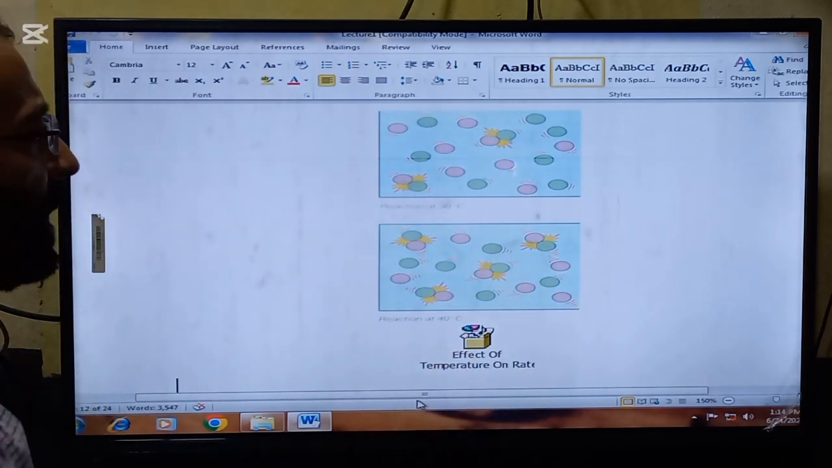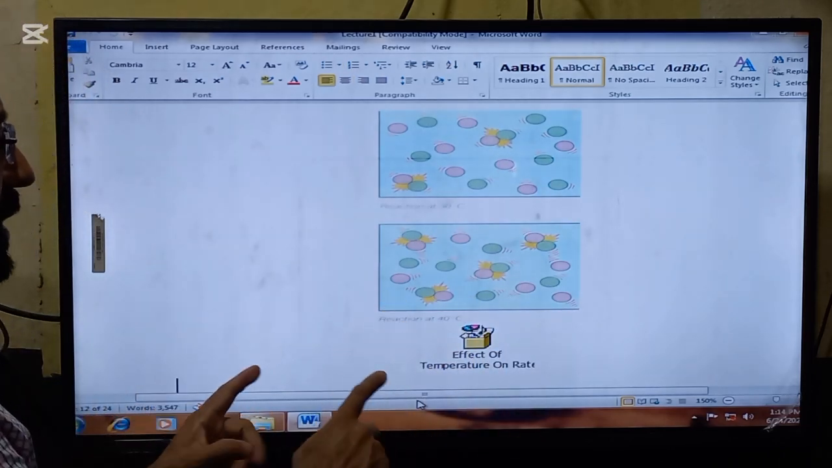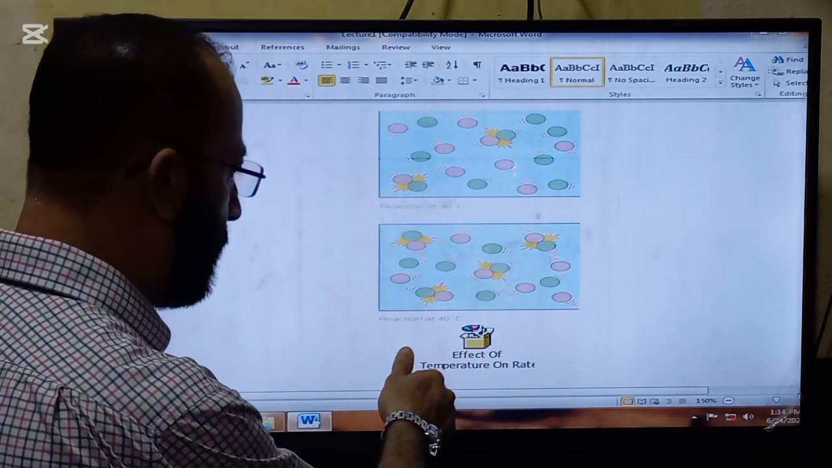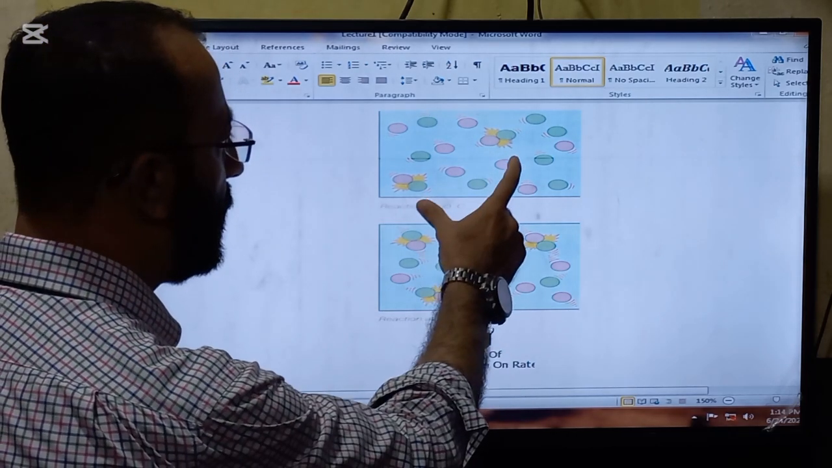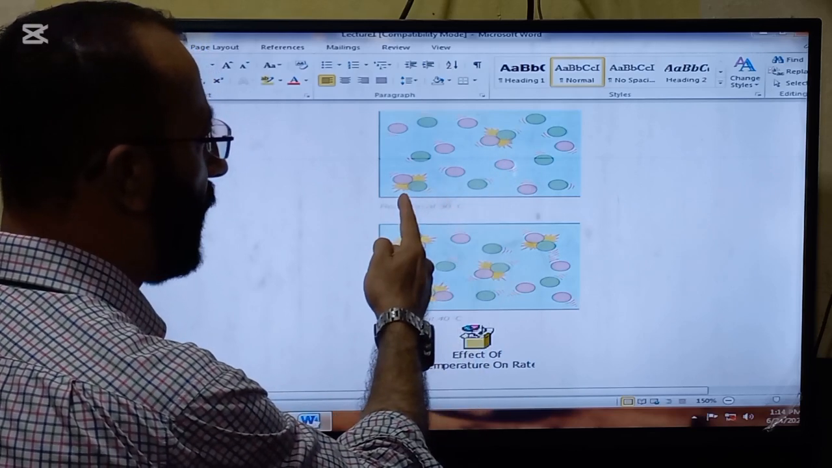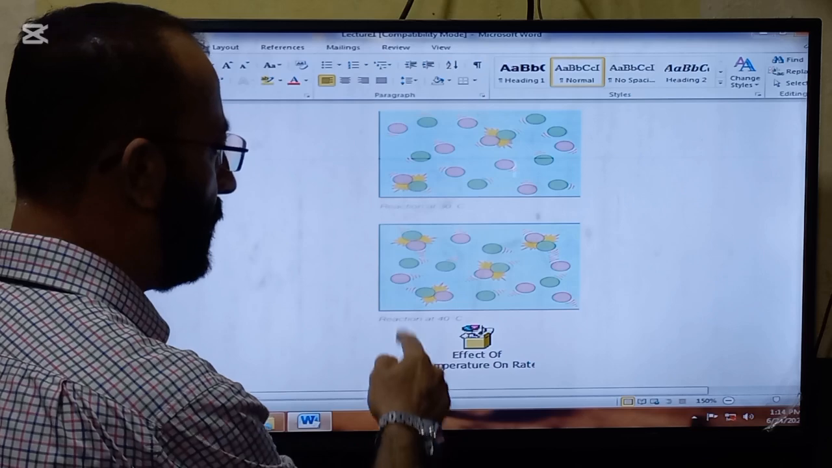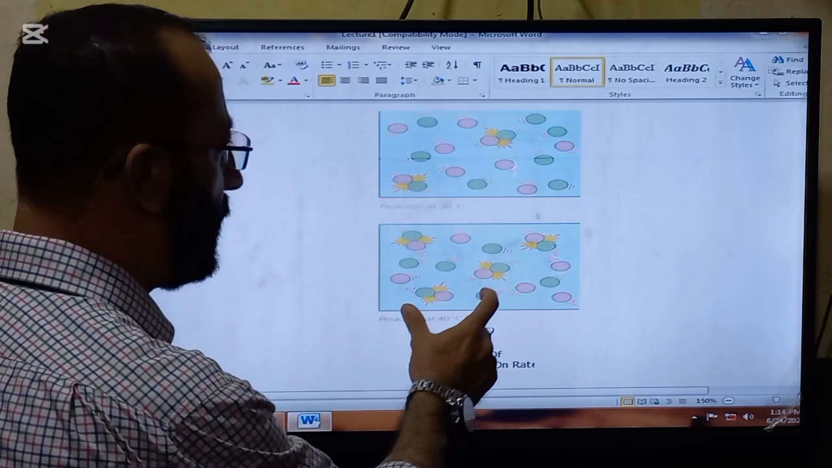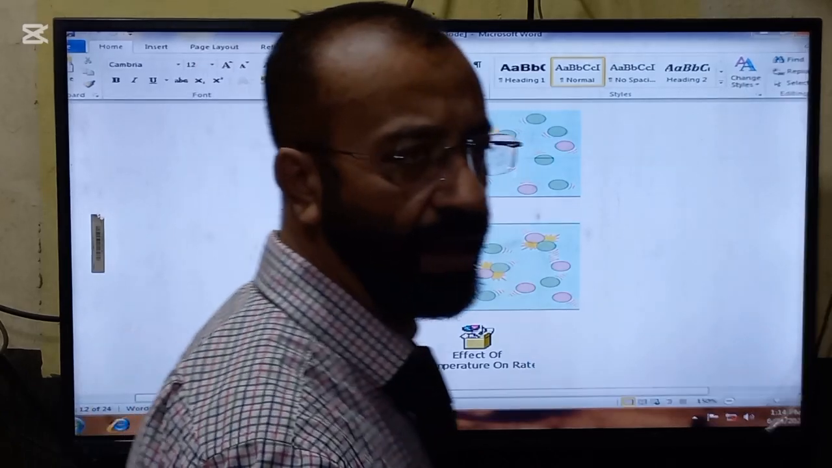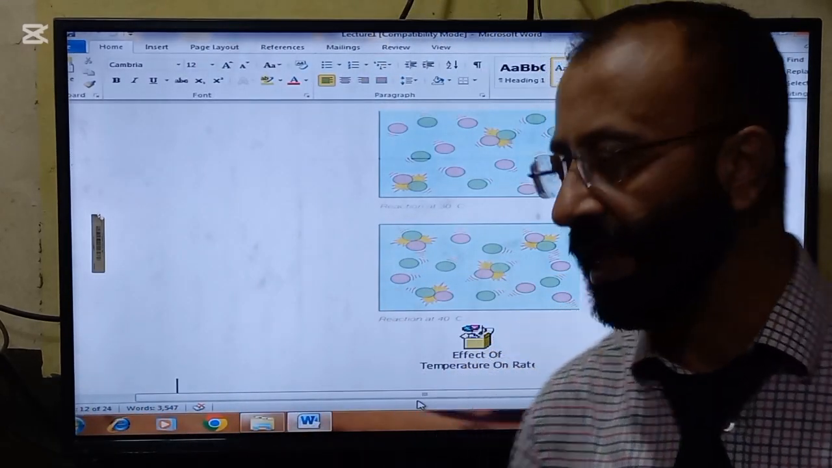Here is a simple example to illustrate the concept. Reaction at 30 degrees C and reaction at 40 degrees C. Here at 30 degrees C, you can see the number of collisions is less. Like here is a collision, here is a collision. But at 40 degrees C, the number of collisions increases. So this is the simple thing due to which the rate of the chemical reaction increases.